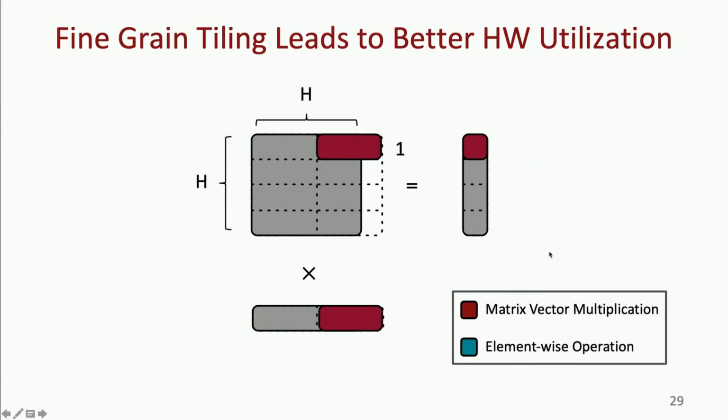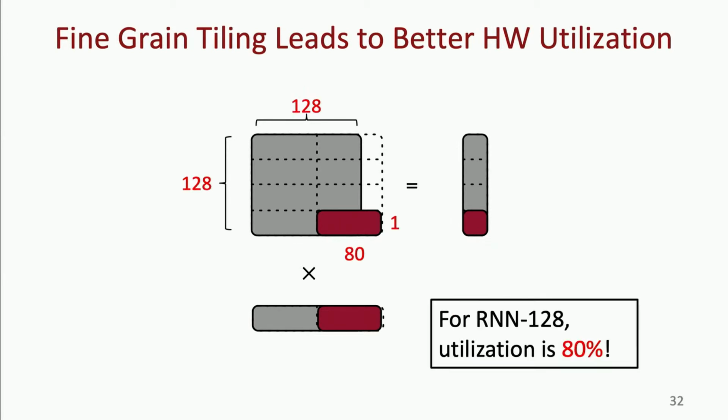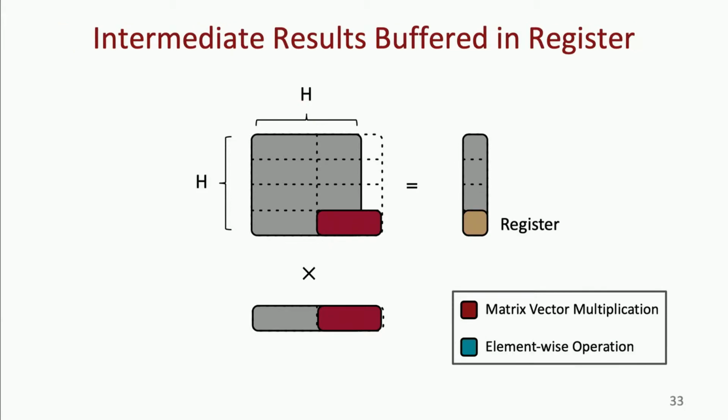Moreover, when executing the matrix vector multiplication operation, the accelerator that supports fine-grained tiling only suffers from hardware underutilization from one dimension of the weight matrix. If we were to reuse the same example of serving an RNN of size 128, this time the utilization can be as high as 80%. Moreover, the output can all be buffered into an on-chip register, which is more energy efficient compared to the on-chip scratchpad memory.